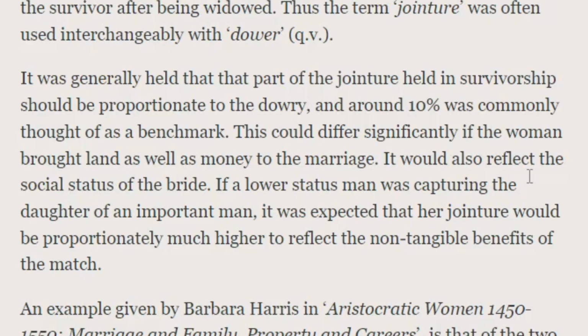So the jointure would be 10% of the dowry? Is that what that means? It would also reflect the social status of the bride. If a lower status man was capturing the daughter of an important man, it was expected that her jointure would be proportionally much higher to reflect the non-tangible benefits of the match. I understand. I had no idea that that is what that meant, the difference between dowry and jointure, and now I do.